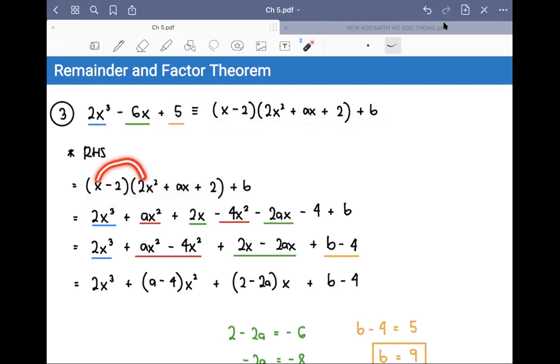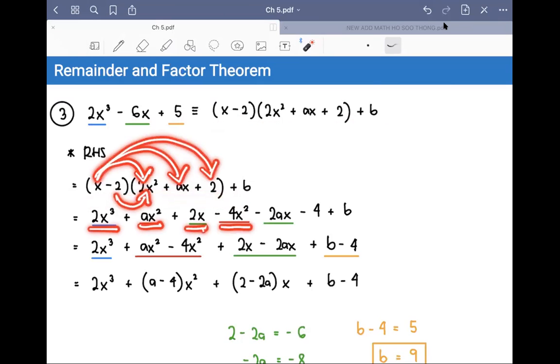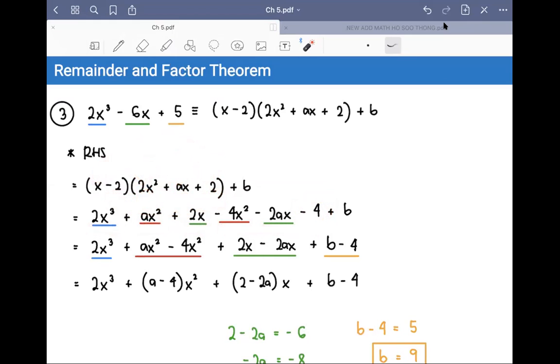So x times 2x squared, I got 2x cubed. x times ax, I got ax squared. And then x times 2, I got 2x. All right. Okay, how about the minus 2? So minus 2 times this again, I got negative 4x squared. And then negative 2 times ax, I got negative 2ax. And then lastly, negative 2 times 2, of course, it's negative 4. Right? That's how I got that. And bring down b over there. Okay, so this is what we have now.